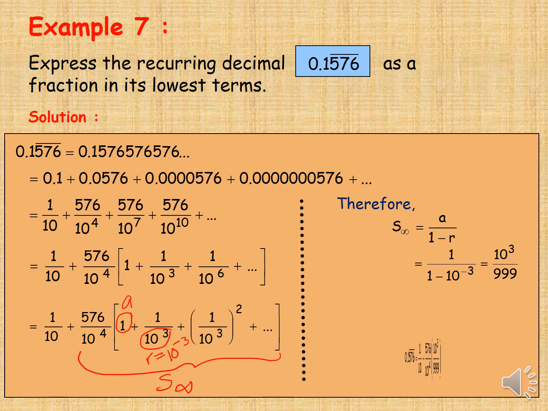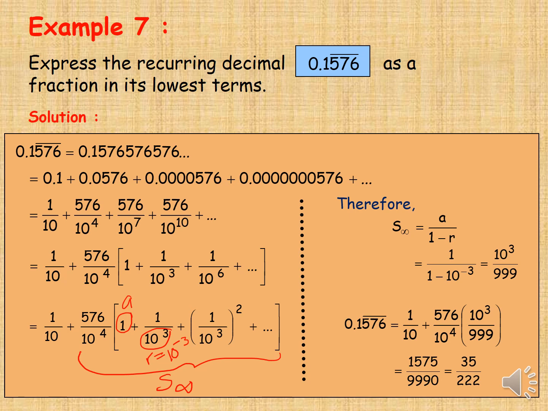And now 0.1576 when 576 is repeated is equal to 1 over 10 plus S infinity here. The answer is 35 over 222.